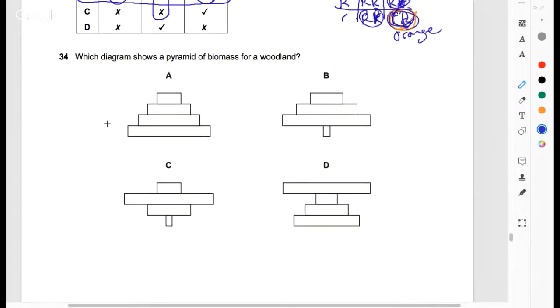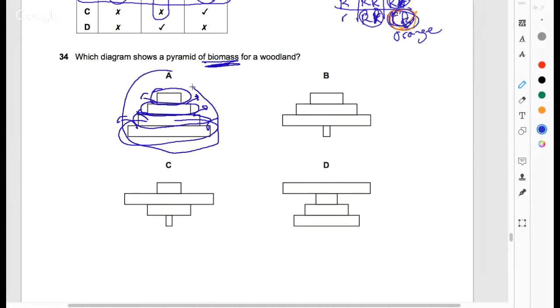Which diagram shows a pyramid of biomass for a woodland? So here we've got a pyramid of biomass, not a pyramid of numbers. So remember, with a pyramid of biomass, the primary producers are always a bigger mass than the primary consumers, which are always a bigger mass than our tertiary consumers, which are always a bigger mass than our top consumers, our top predators. That's because there's always some energy loss via heat at each stage to the environment, which means that you can't support as large a biomass of top predators as you can of primary consumers from the same energy input from the sun. So A is the correct answer for all ecosystems.